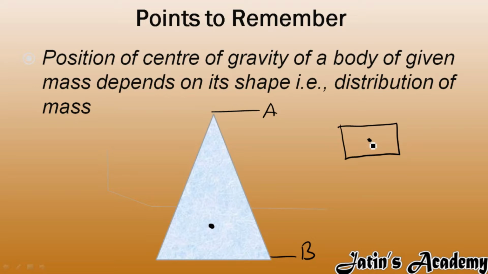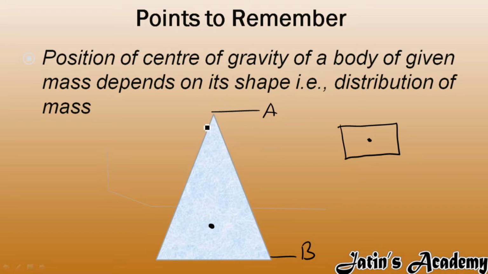So the geometric center and the center of gravity are the same, because the distribution of mass at each and every point is the same. But for irregular bodies, the distribution of mass is not the same. So as the distribution of mass is not the same, the position of the center of gravity will change.